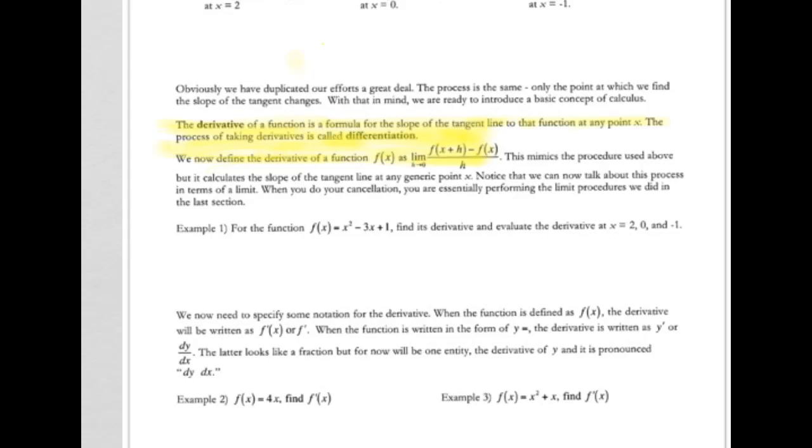So highlight that there, and that's not the greatest picture because I don't actually have a highlighter on here, but that's the best I could do. The derivative of a function is a formula for the slope of a tangent line to a function at any point x. The process of taking the derivative is called differentiation.